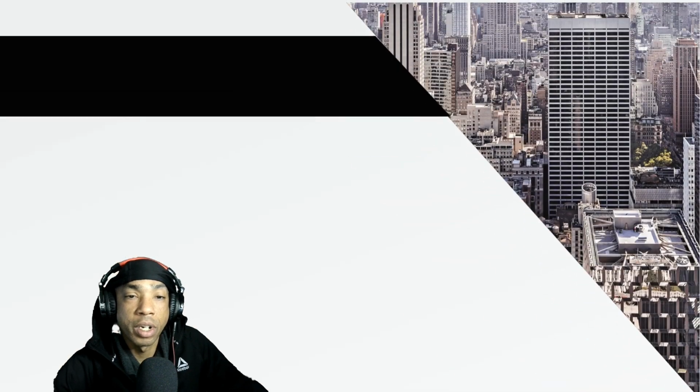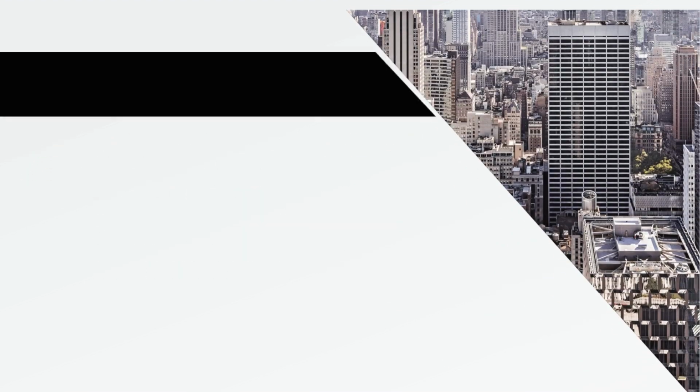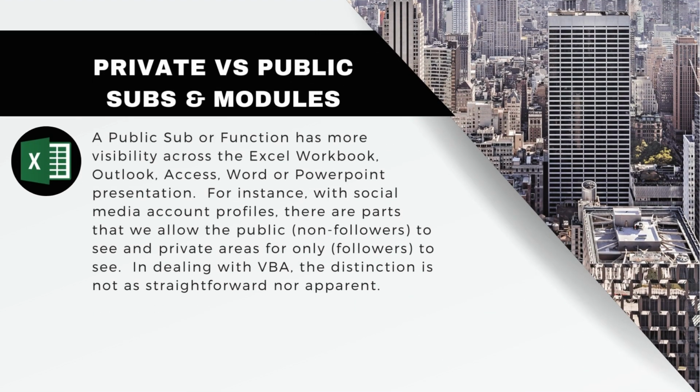Today we're just going to come to terms with what we're working with here. So we're going to be talking about basically private versus public subs and modules. When it comes to creating VBA macros, the designation of private or public is important. It defines how the VBA code within one module could interact with the VBA code in a separate module. This is applicable to both private subs and private functions. So this is very important. This is very critical, and this will break it all down for us.